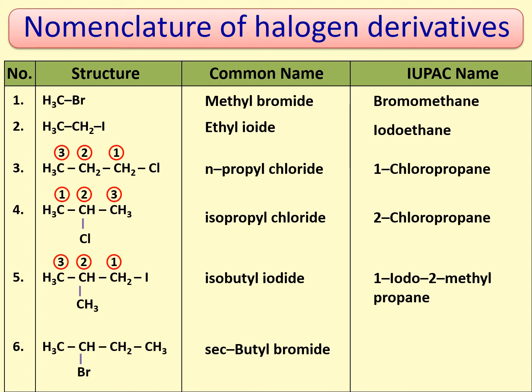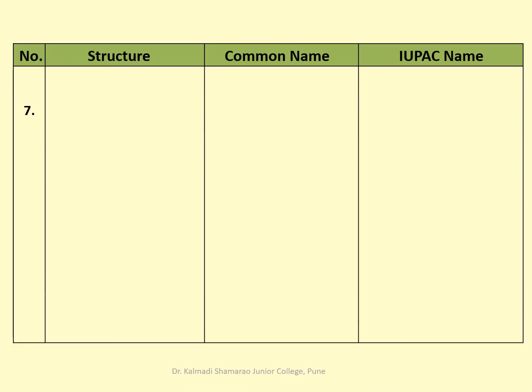Now let us number the carbon chain. The numbering is done from that end which is nearest to the functional group. So what is the IUPAC name? 2-bromobutane. Let us see the next example.